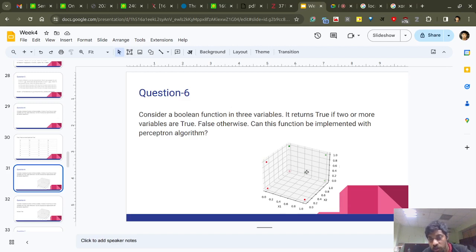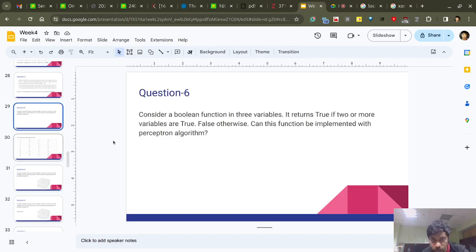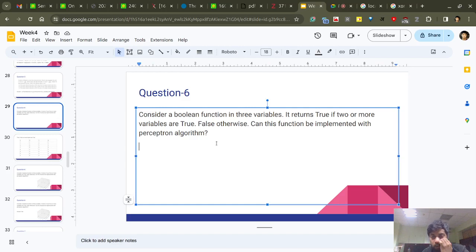So these are actually linearly separable, because if we try to draw a plane here, it is possible to keep the green part and the red part separate. So this is linearly separable. Otherwise you can think of it also like this: suppose the function will return true if it is more than 0.